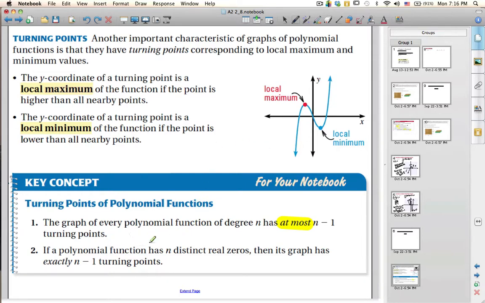Right? So if a polynomial function has n distinct real zeros, again, the key element here is real zeros, then its graph has exactly n minus 1 turning points. So when you have imaginary solutions, sometimes they have the effect of eliminating turning points. Okay, and that n distinct real zeros, that means no repeated solutions, because repeated solutions can also eliminate turns. Okay, so you have this rule, this concept here, but it does have its limitations, and it's important you understand the limitations and what causes them.